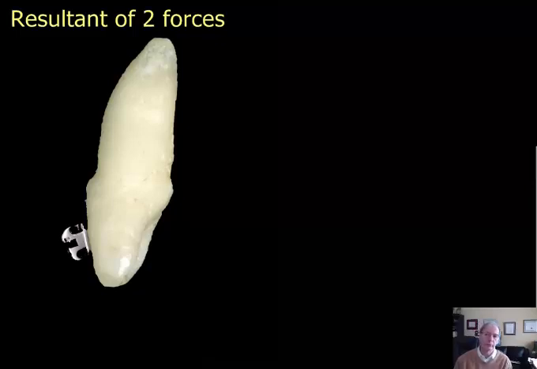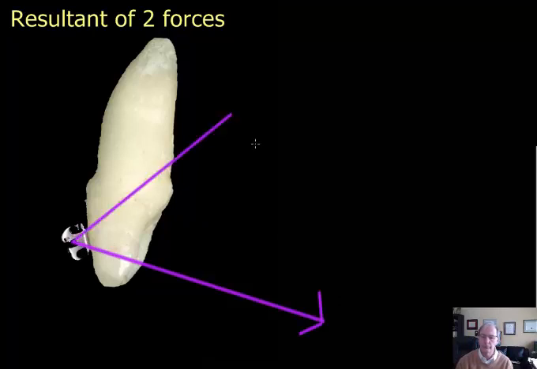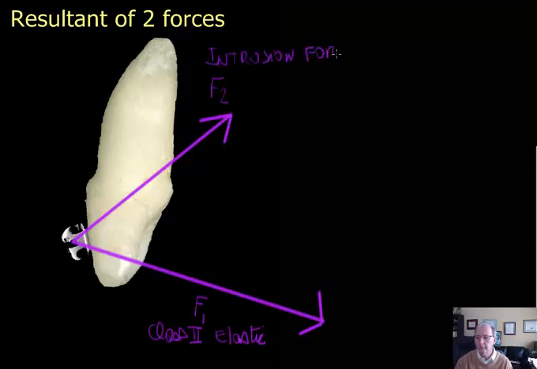Let's now calculate the resultant of two forces whose point of application is the bracket. So this would be F1, and we'll trace F2 this way. That's F1 and that's F2. So F1 could be corresponding to a class 2 elastic and F2 to an intrusion force with some distal component.